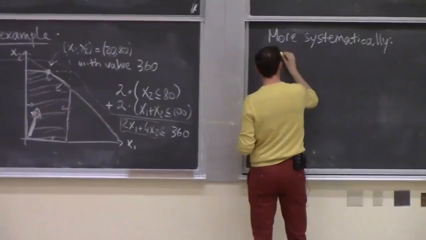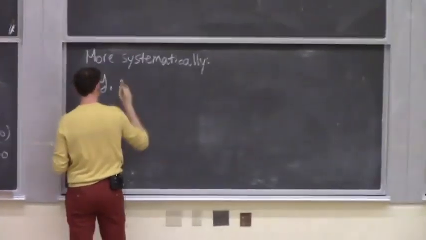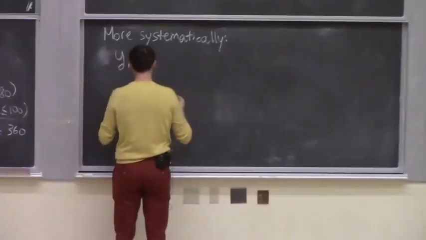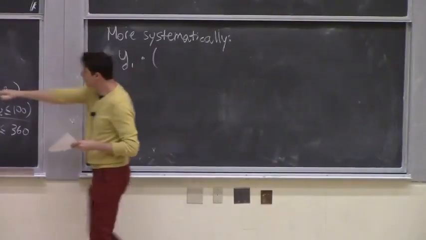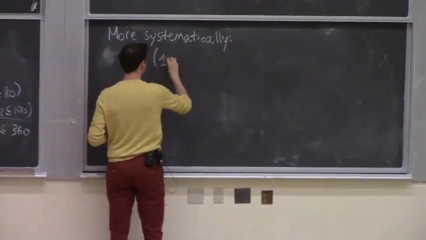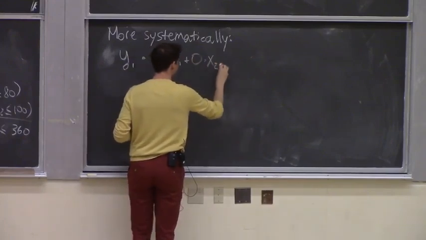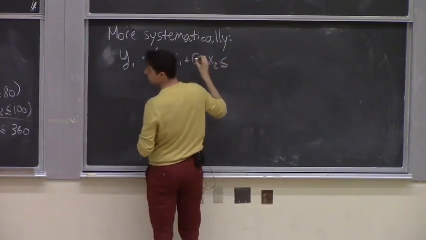So you can think about that I'm doing y1 times the first constraint here, which is 1 times x1 plus 0 times x2 is at most 50.